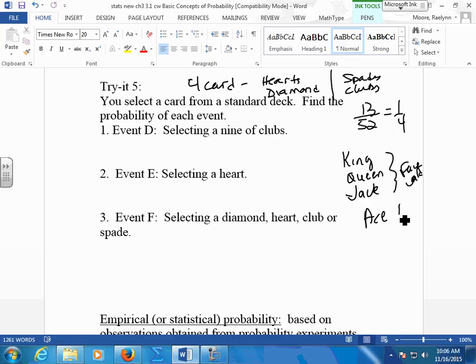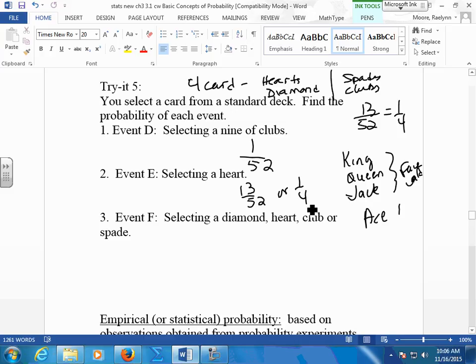Now, what is the probability, therefore, of selecting a 9 of clubs? How many 9 of clubs are in your whole deck? 1. How many cards in your deck? 52. What is the probability of selecting a heart? 13 over 52, or 1/4 of your deck is hearts, right? So you can write that either way. Or, it's the same as 1/4.